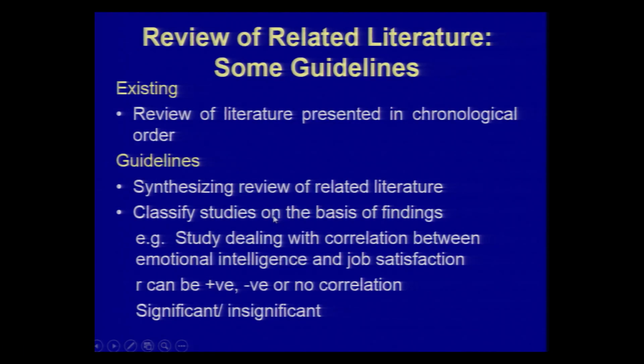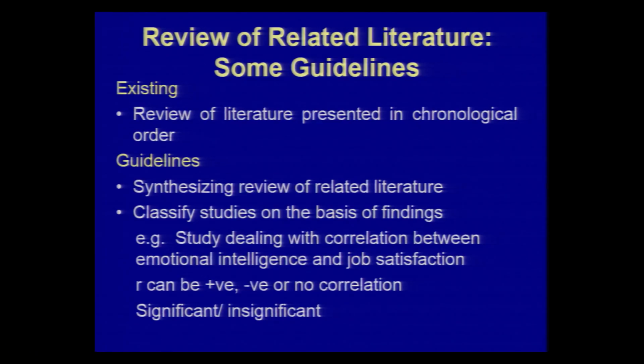So, one can classify studies on the basis of the findings. For example, if you are dealing with correlation between emotional intelligence and job satisfaction, clearly it shows it's a correlational study. R can be positive, R can be negative, or there can be no correlation between emotional intelligence and job satisfaction. So, there can be significant positive correlation, significant negative correlation, or there can be insignificant positive or negative correlation.